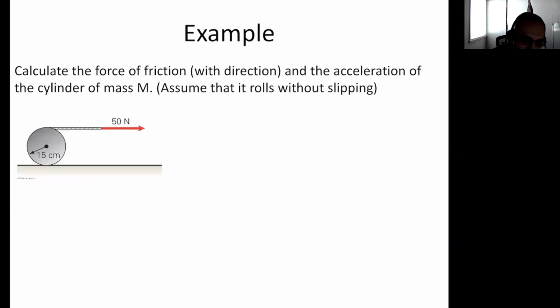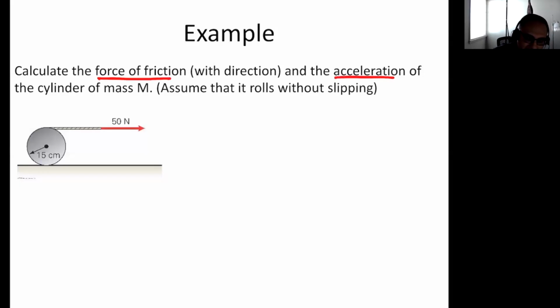So you have this cylinder of mass m, and you can assume that it's rolling without slipping. That's given. And there's a rope that's wrapped around the cylinder, and you're pulling on the rope with a 50 Newton force. And you have to find the force of friction, and you also have to find the acceleration of the center of mass of the cylinder.